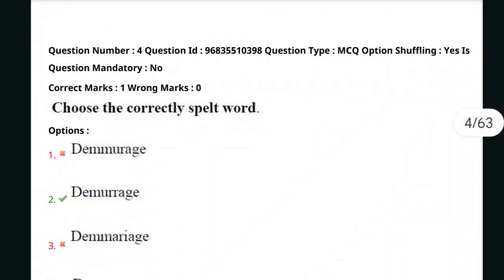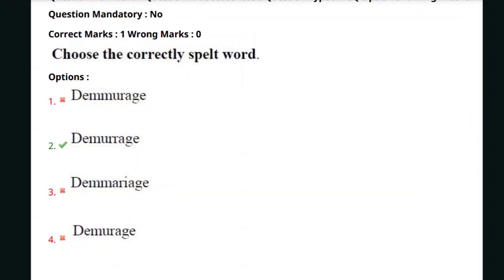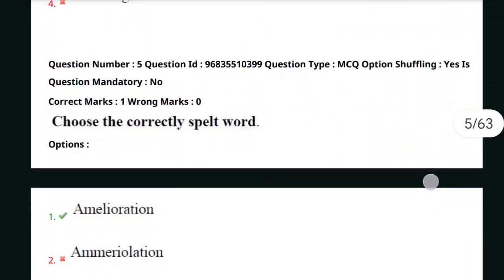Let's move to another question, fourth question. Again here we have the question on spelling. Choose the correctly spelled word. Here we have 4 options, and the correct answer here is the second one, demurrage, which is a noun and means a charge or fee for delaying a vehicle beyond the allowed time for loading or unloading. Especially it was used for ships, related to loading and unloading of the material in the ships, but nowadays we are using it for vehicles. So the option here is demurrage.